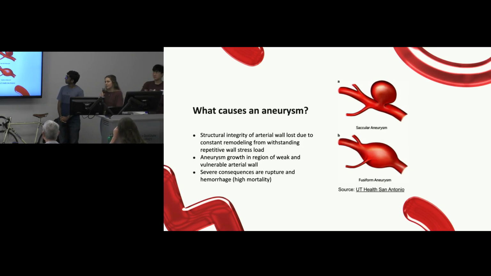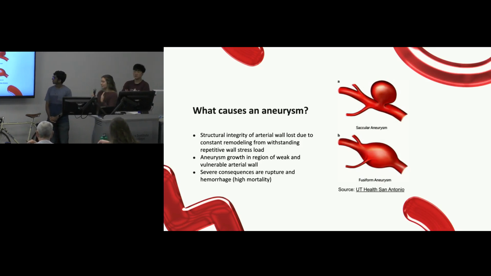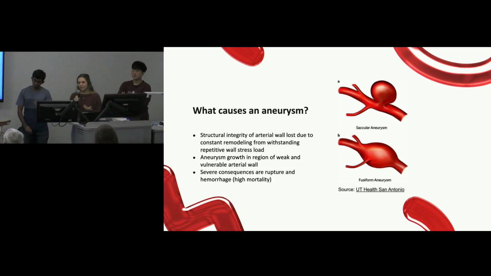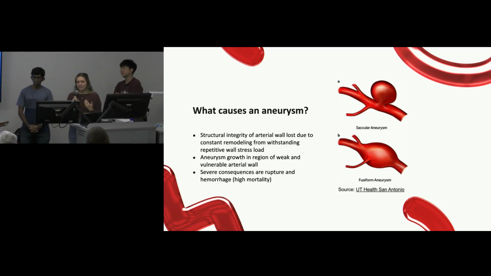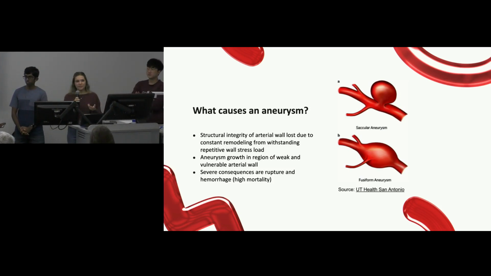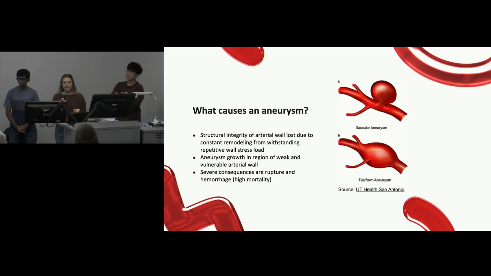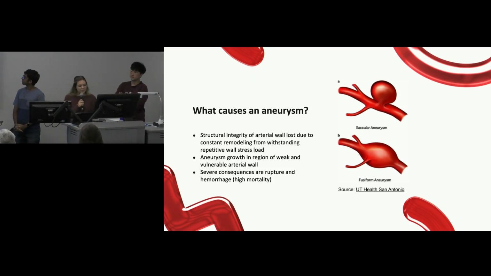So the structural integrity of an arterial wall is lost due to the cyclic fatigue that it undergoes due to the pumping heart, and it's constantly reshaping and remodeling. So this can cause some areas that are weaker within an artery or within a vein, just based on someone's specific anatomy or if they have a certain condition. And in these weaker regions, a saccular or a fusiform aneurysm can grow.